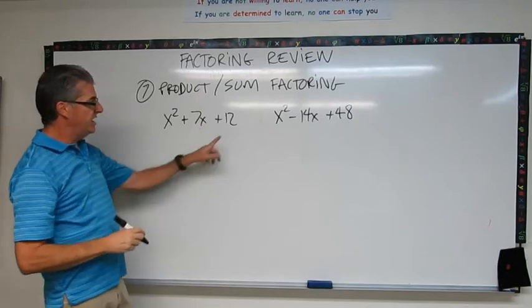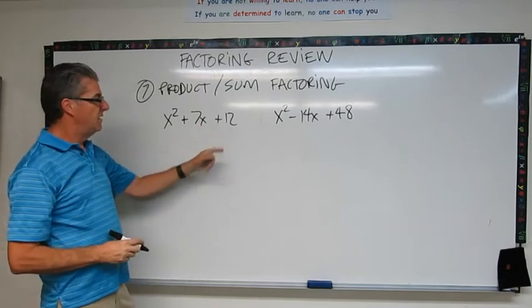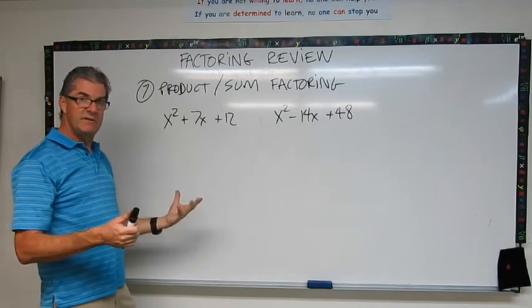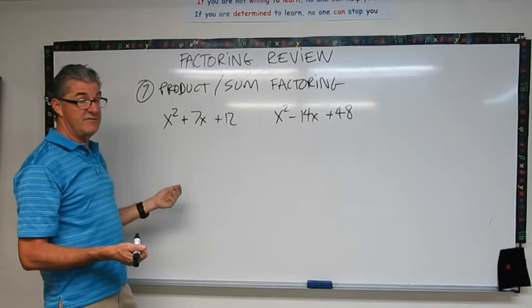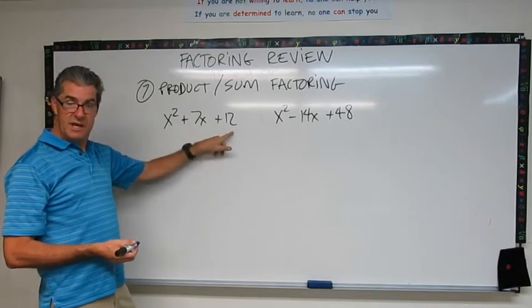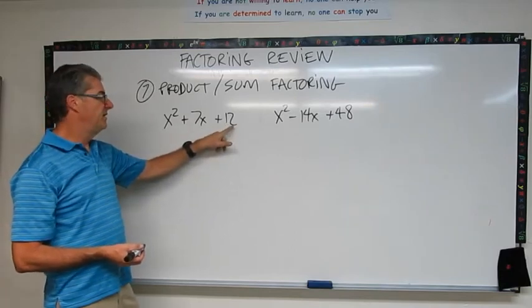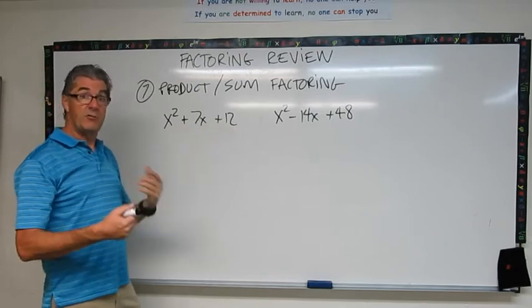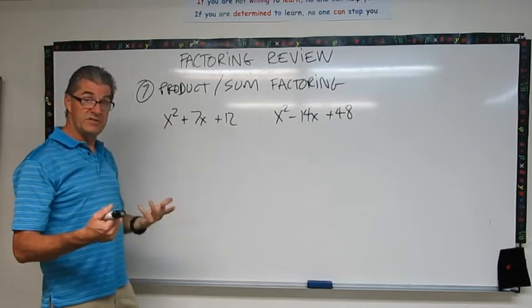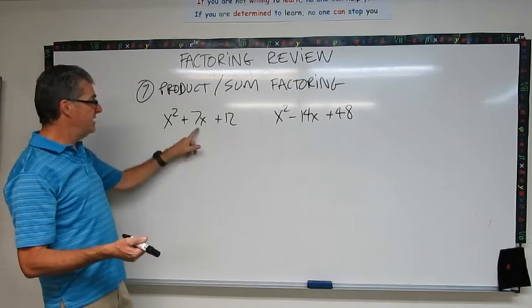Okay? So we take a look at the factors of 12. I can do 1 times 12. That's not going to add up to 7. That could be 13 maybe, but not 7. How about 2 times 6? That makes 12 also. But 2 and 6 are never going to add up to 7. How about 3 times 4? 3 times 4 is 12, and 3 plus 4 is 7.